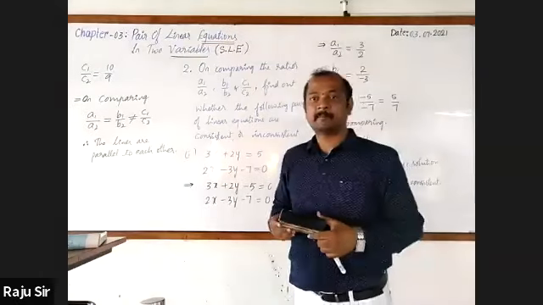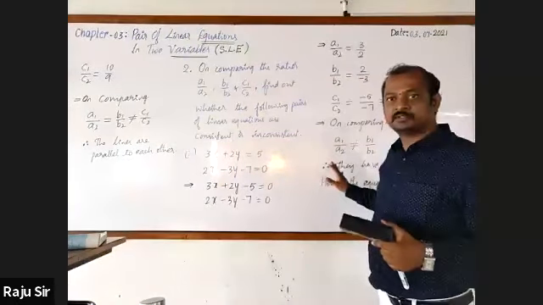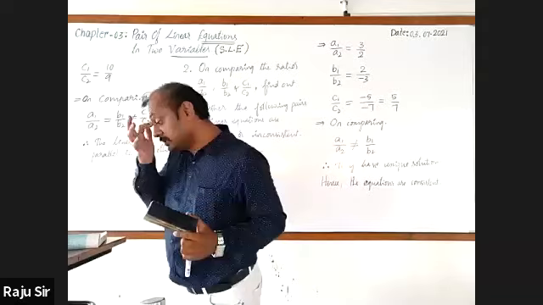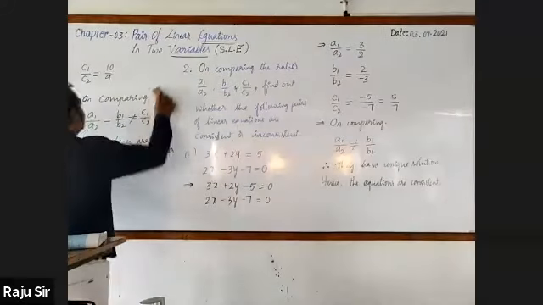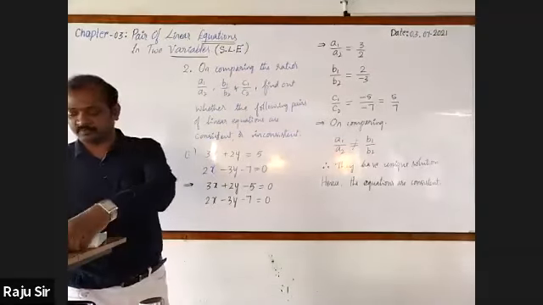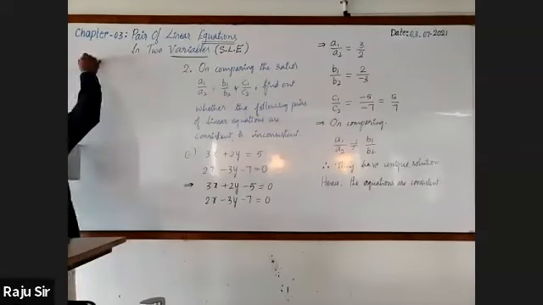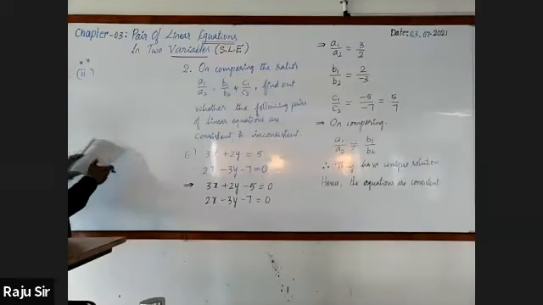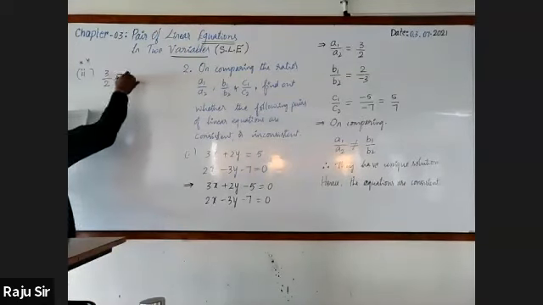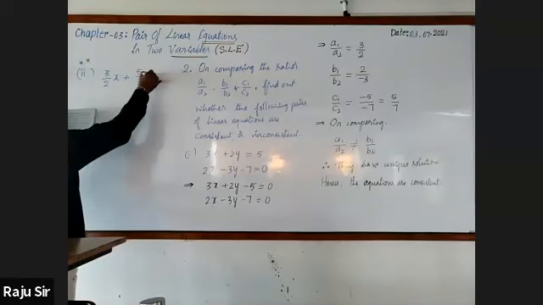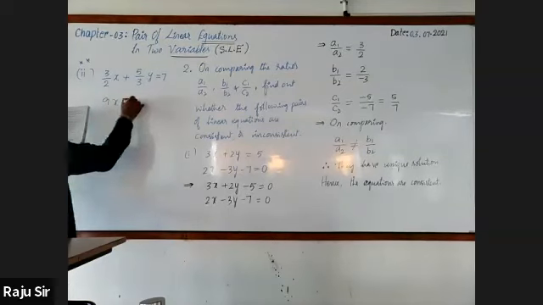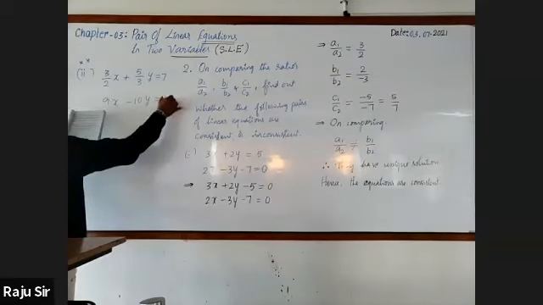Arsha, have you understood the concept? Now I'll take the next one. Second one, even if it comes in the model exam, just put a double star mark and write. It is 3 by 2 x plus 5 by 3 y is equal to 7. Next, 9x minus 10y equal to 14.